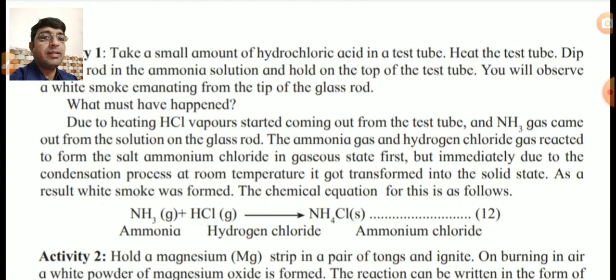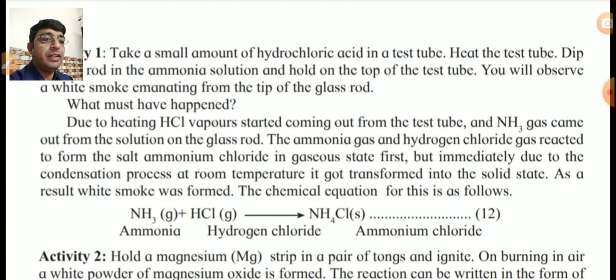What must have happened? Due to heating, HCl, hydrochloric acid vapor, started coming out from the test tube, and NH3, that is the ammonia gas, came out from the solution on the glass rod. The ammonia gas and hydrogen chloride gas reacted to form the salt ammonium chloride in a gaseous state first, but immediately due to condensation, meaning the cooling process at room temperature, it got transformed into the solid state. As a result, white smoke was formed.